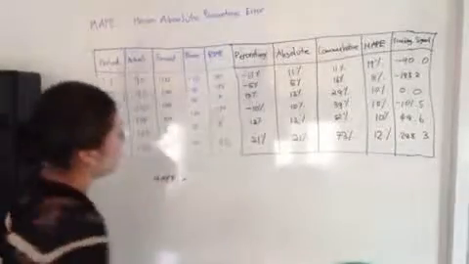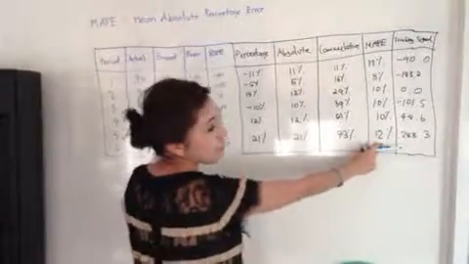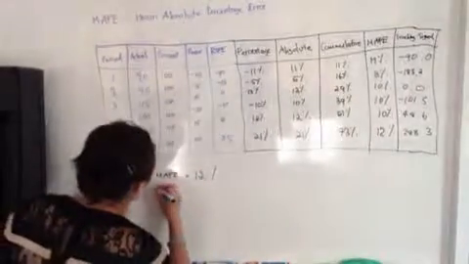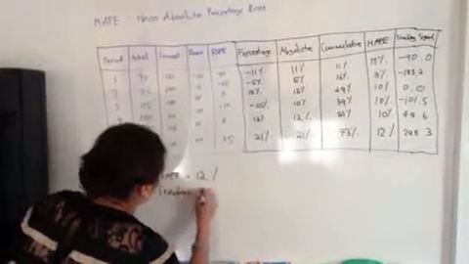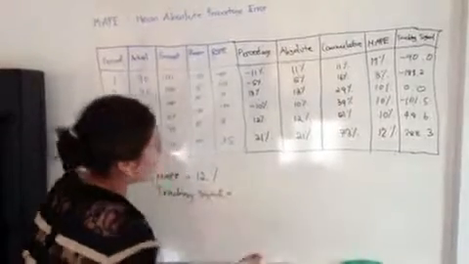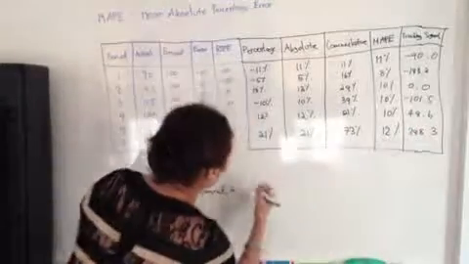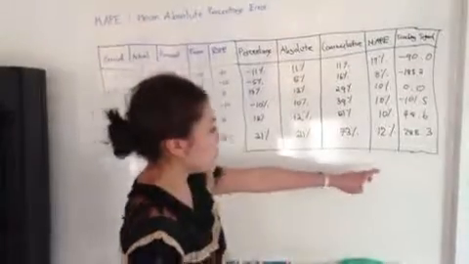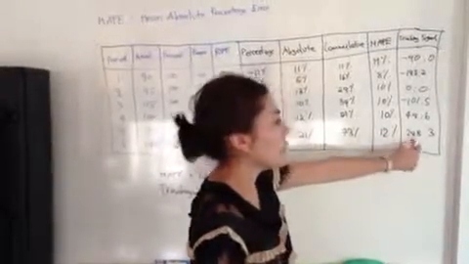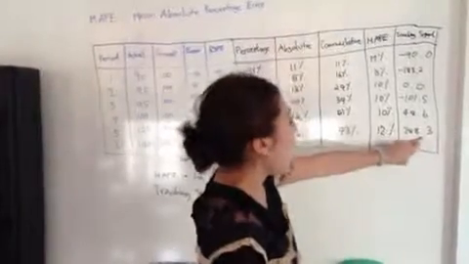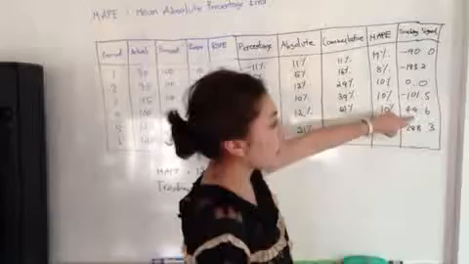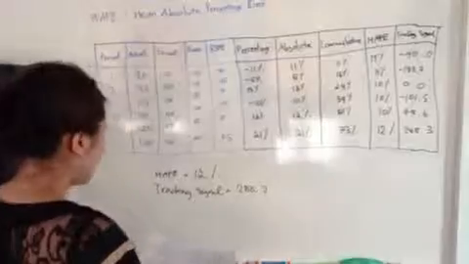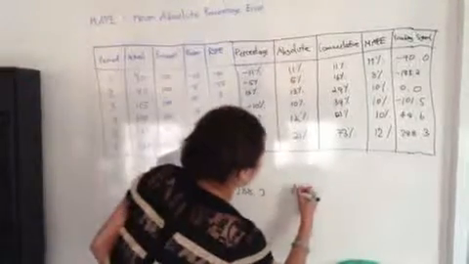MAPE equals, so you have to look at the last period here, which is 12%. And the tracking signal, look at the same thing at the last period, which is the sixth period, is 288.3. So I usually say that the error should swing no more than 288.3. And from the first column to the fifth column, the tracking signal is no more than 288.3. So this method is considered acceptable.